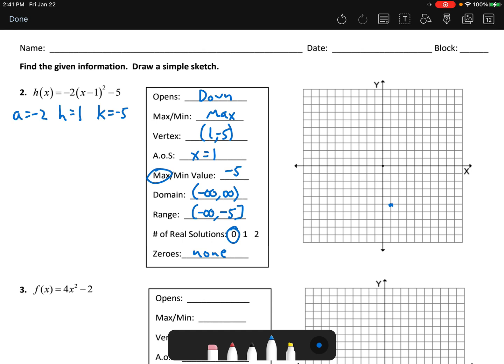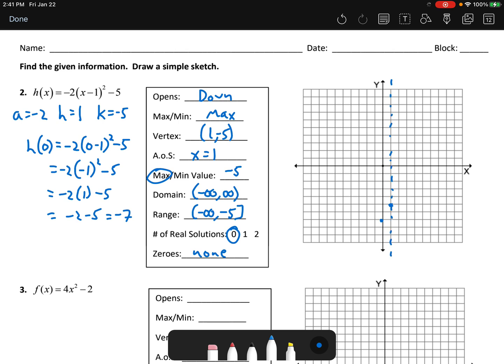Now how are we going to graph this thing? Correct. Pick a point that's close to that point. How about x equals 0? So if we plug 0 in here and evaluate, 0 minus 1 is -1. -1 squared is +1. So -2 minus 5 is -7. So 0, -7 is right there.